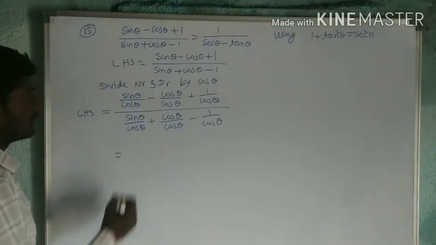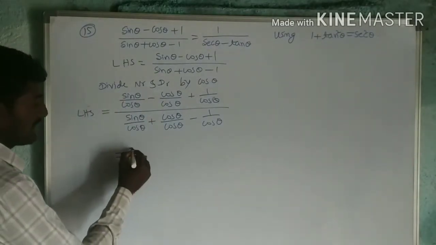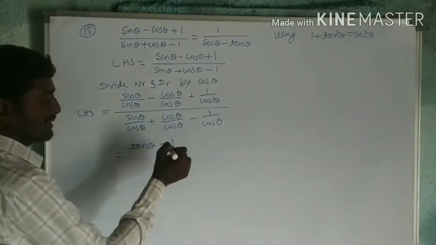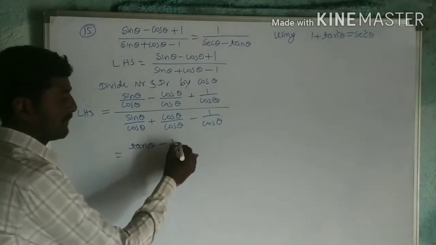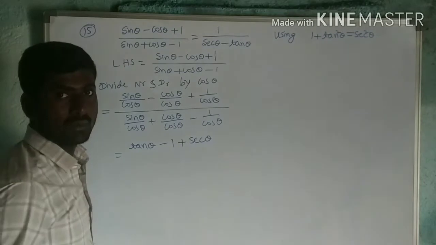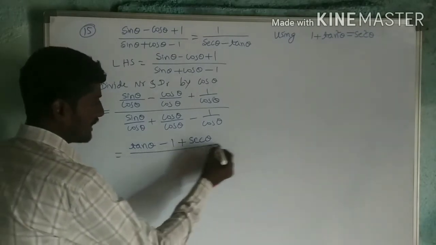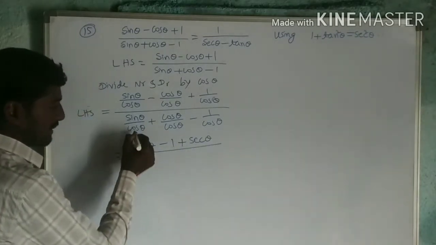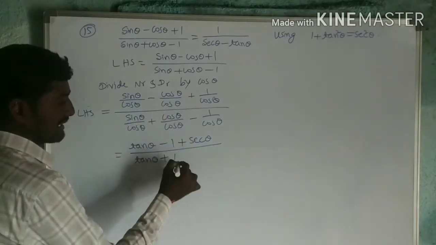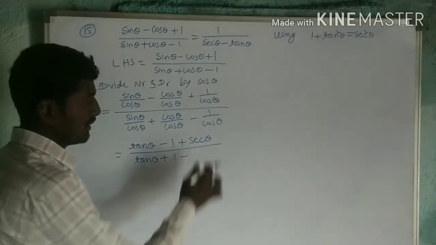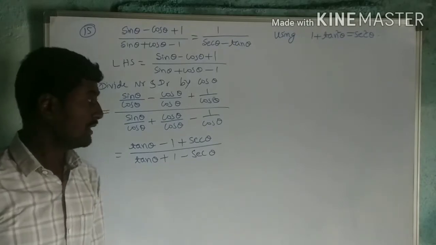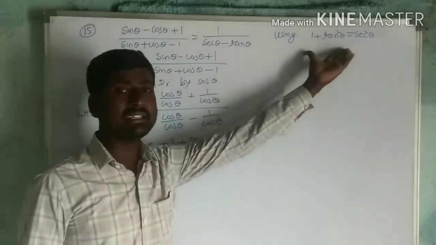Now this is equal to sin theta by cos theta, that is nothing but what? Tan theta. Minus cos theta by cos theta gets cancelled, it has 1 plus 1 divided by cos theta, that can be written as what? Sec theta, 1 by cos. Divided by sin theta by cos theta, that is tan theta, plus cos theta cancelled, 1 minus 1 divided by cos theta, that is nothing but what? Sec theta. Now I have to use this identity here.